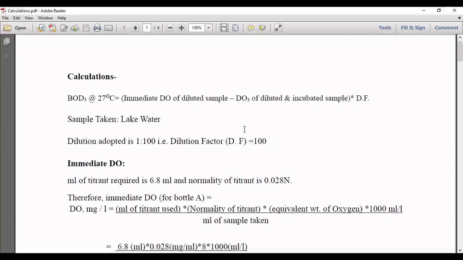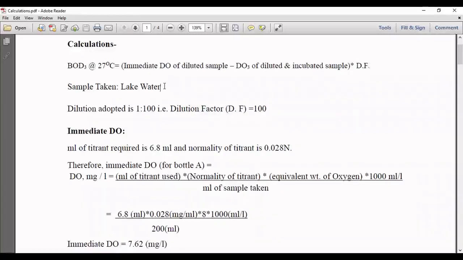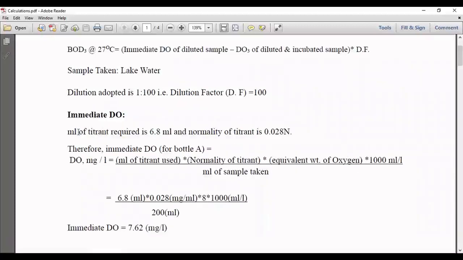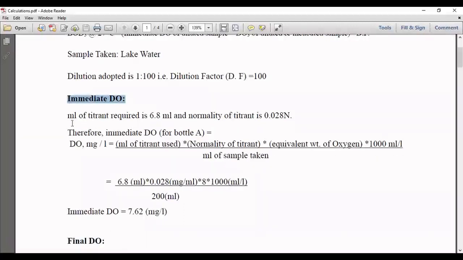So for our case, we have taken the sample from lake water. The dilution that we have adopted is 1:200. So the dilution factor, that is the value of DF, comes out to be 100, right? So let's find out what is the immediate DO for that sample. The ml of the titrant required was 6.8 ml when we did the titration, and the normality of the sodium thiosulfate, that is the normality of the titrant that we have, is 0.028 normal.